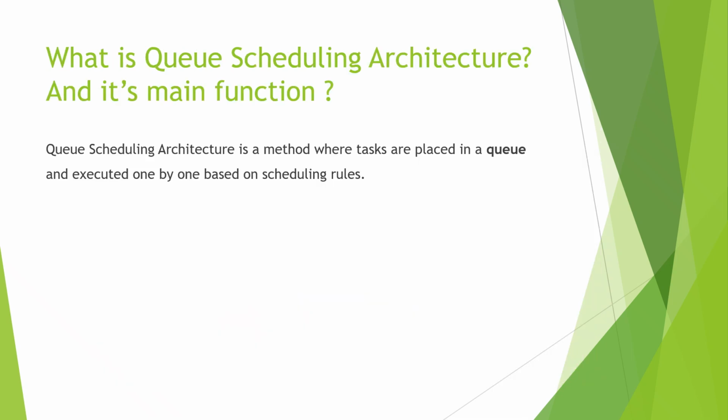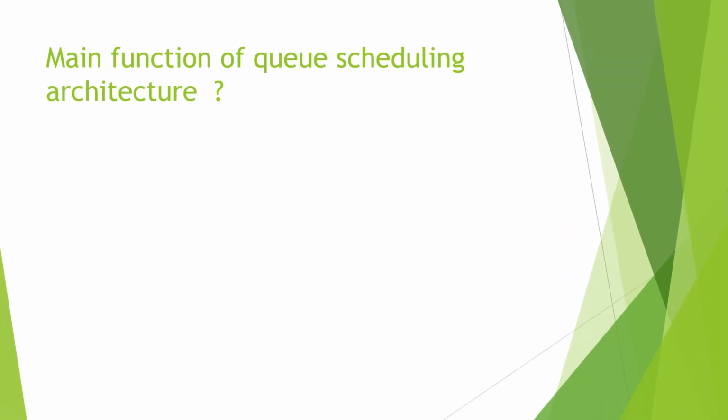Then the next topic is what is queue scheduling architecture and its main function. Queue scheduling architecture is a method where tasks are placed in a queue and executed one by one based on scheduling rules. The main function of queue scheduling architecture. First of all, task management. Multiple tasks like sensor reading, processing, and output control are managed in order.